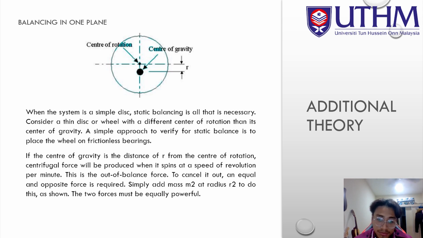To cancel it out and reduce the vibrations, an equal and opposite force is required. Simply add mass m2 at the radius r to do this, as shown. The two forces must be equally powerful to get the rotational balance.